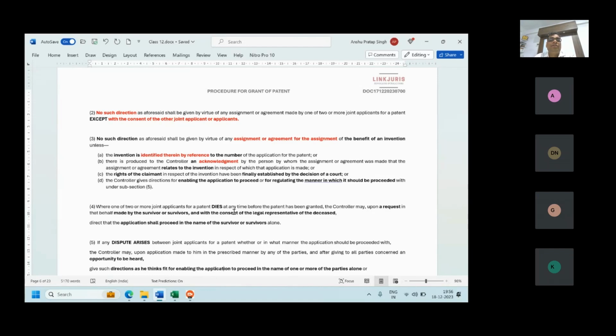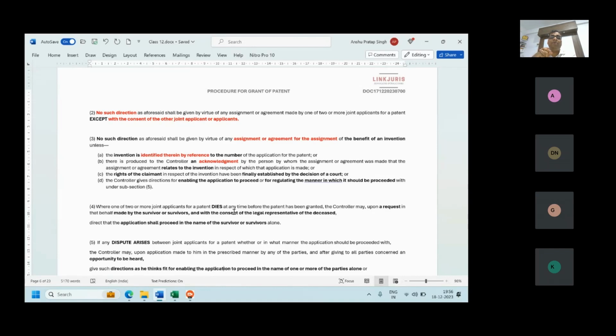Then you have to acknowledge the assignee. The assignee is the person to whom the assignment or agreement was made, or the agreement relates to the invention in respect of which that application is made. So you have to get the acknowledgement of the assignee also. Assignor, sorry, assignee I'm saying. Who is the assignee? His acknowledgement should be there.